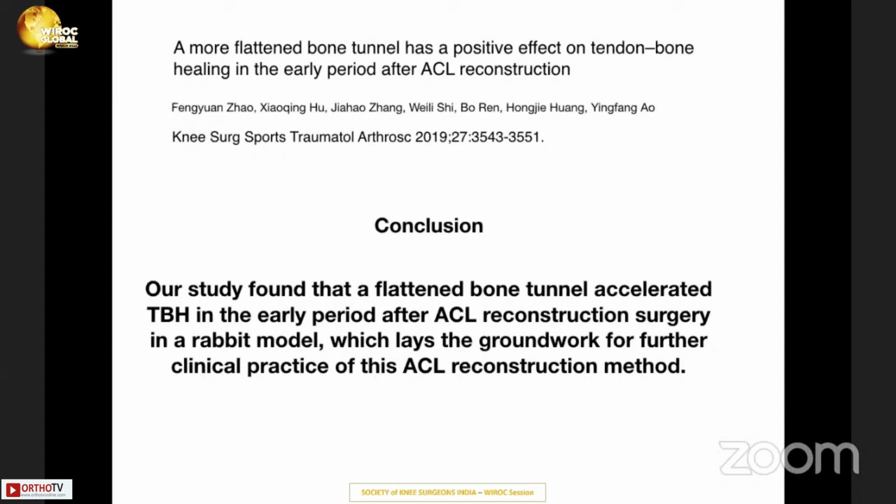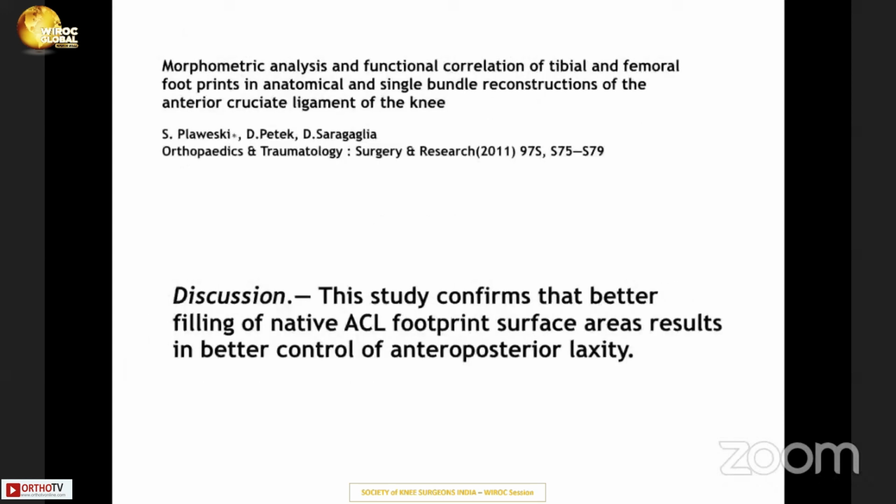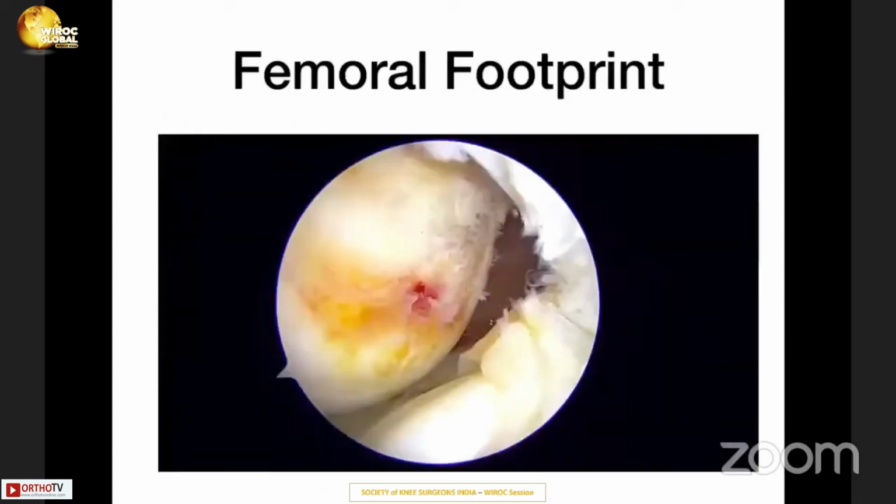So that forms a groundwork for clinical practice. But these were cadaveric studies. Another study mentions that if we fill more of the native ACL, it will have better control on anteroposterior laxity. So the whole thought process is how we can increase the native footprint on both the femoral and tibial side and fill the tunnels with more collagen to have better stability.